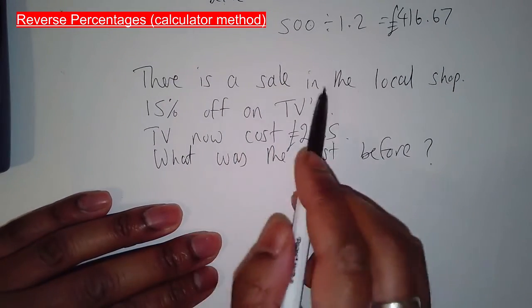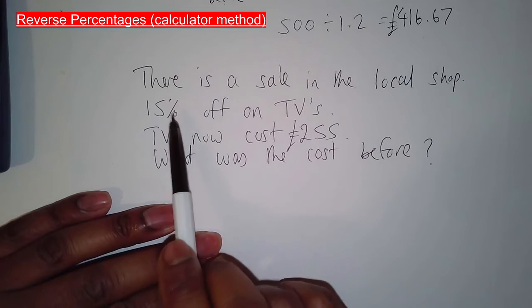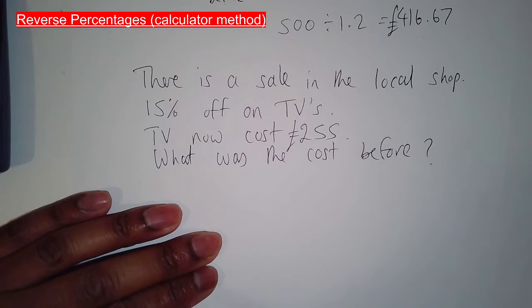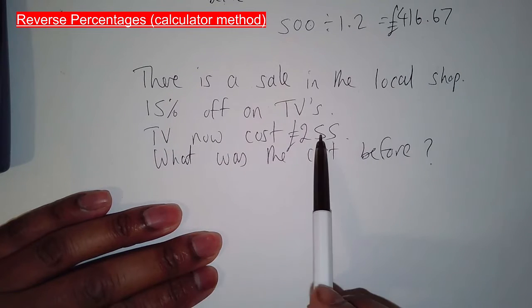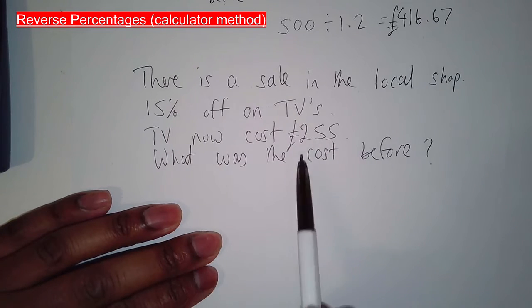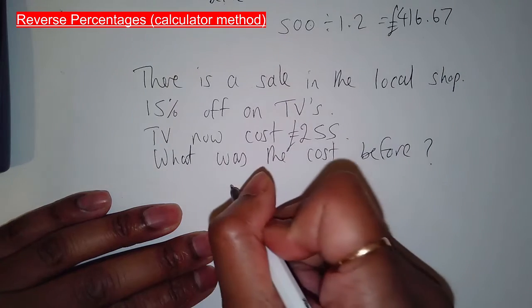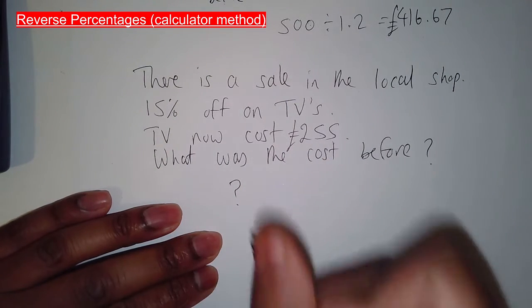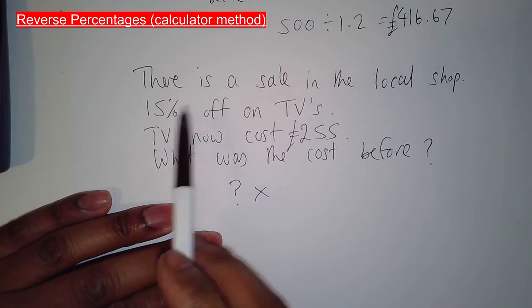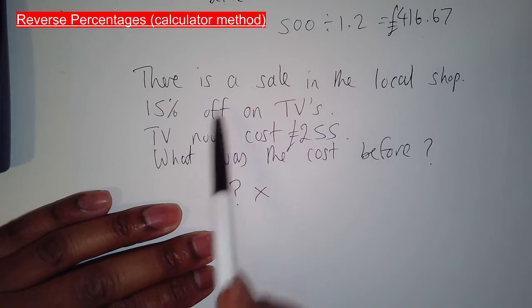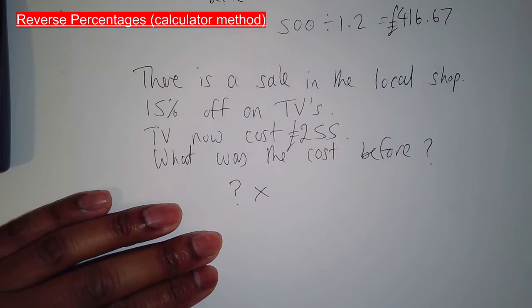There is a sale in the local shop. 15% off on TVs. So they're knocking off 15%. The TV now costs £255. What was the cost before? So what was it before? It's gone down, remember? 15% off means it's a decrease of 15%.